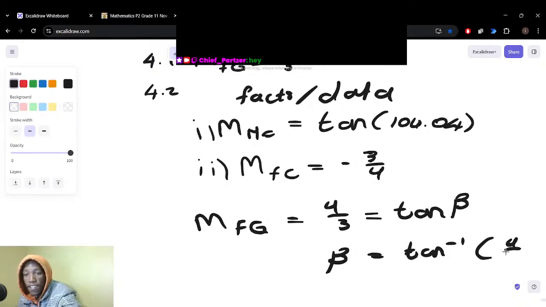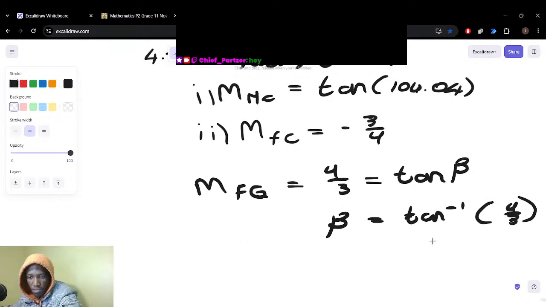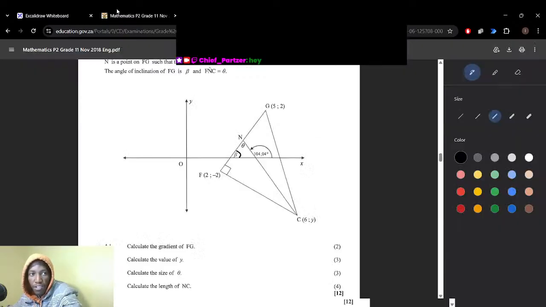Take 4 over 3, and then we get beta. Just type this into your calculator, then you'll get the value of beta. But let's calculate the angle theta. Since we know the value of beta, and we also know this angle, let's call this angle alpha.